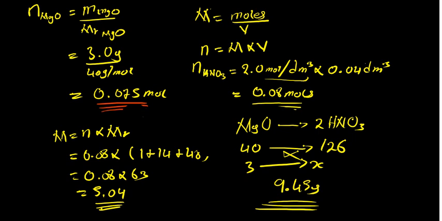So we can clearly observe that 3.0 grams of magnesium oxide needed 9.45 grams of nitric acid. But nitric acid only had 5.04, meaning even using the masses, we're able to see that nitric acid was the one that was limiting. So that's how we go about answering that question. Thank you.